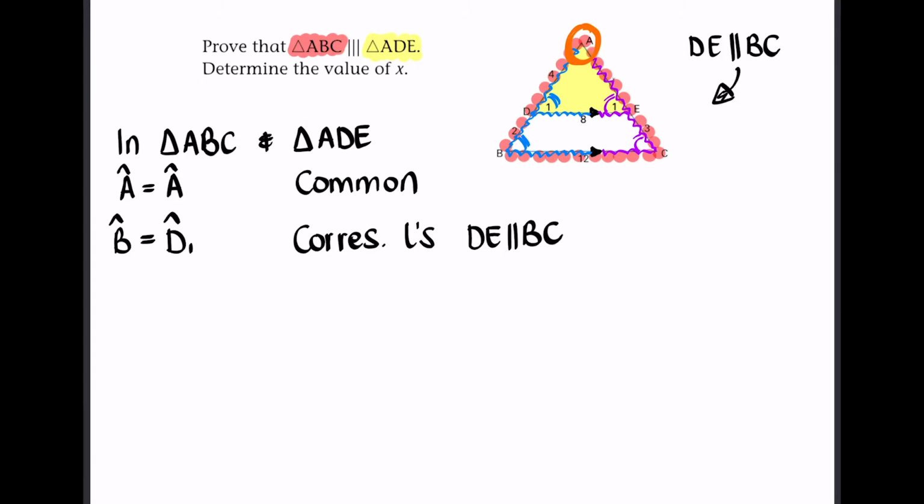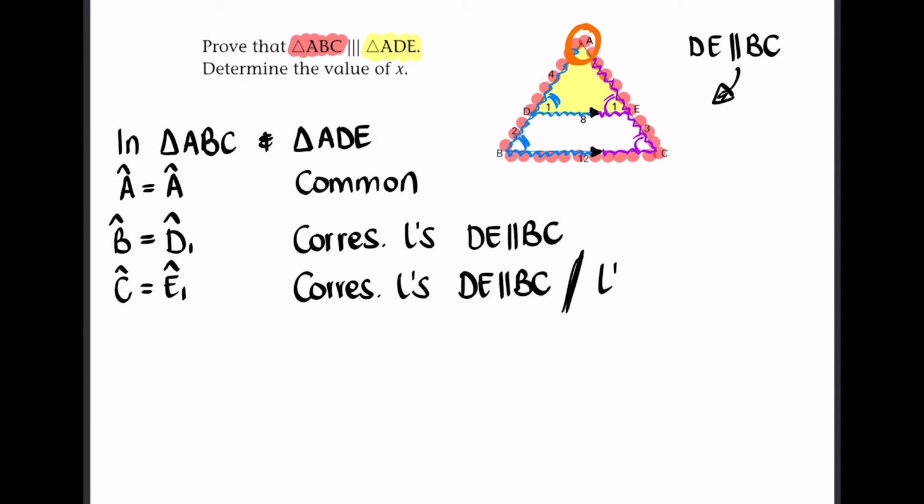So that means that I'm going to start by saying angle C is equal to angle E1. Now I have two options of what to say. I could say that they are corresponding angles because DE is parallel to BC. Or I could have just written angles in a triangle because the interior angles of a triangle are supplementary. So now I have three statements, three reasons, so I can conclude that triangle ABC is similar to triangle ADE.